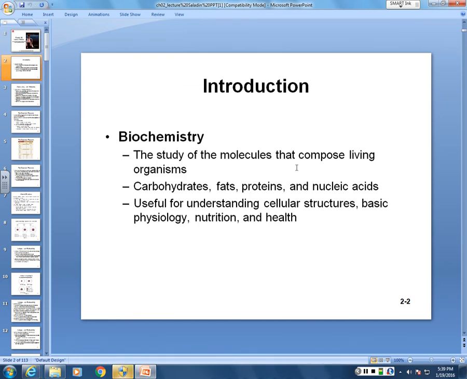All right, chapter 2, we're going to be looking at chemistry. Then we're going to be looking at different components: carbohydrates, lipids, proteins, organic molecules, and inorganic molecules.